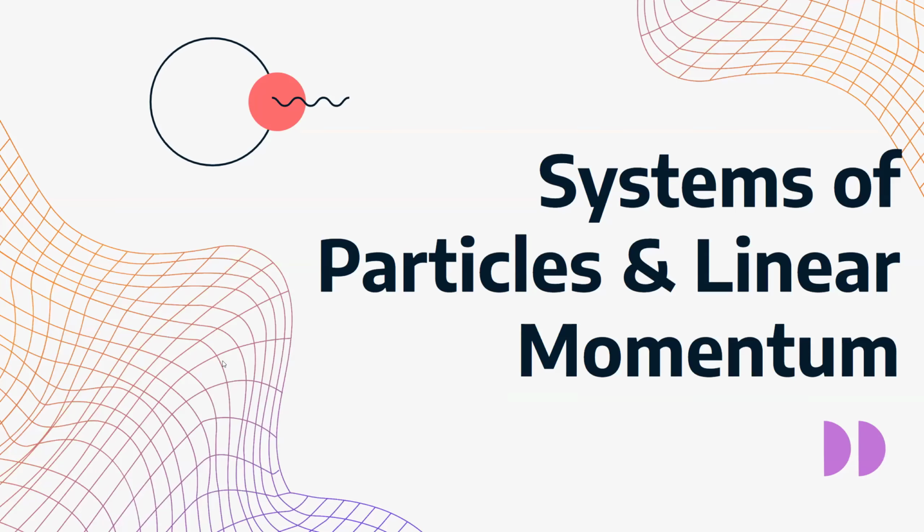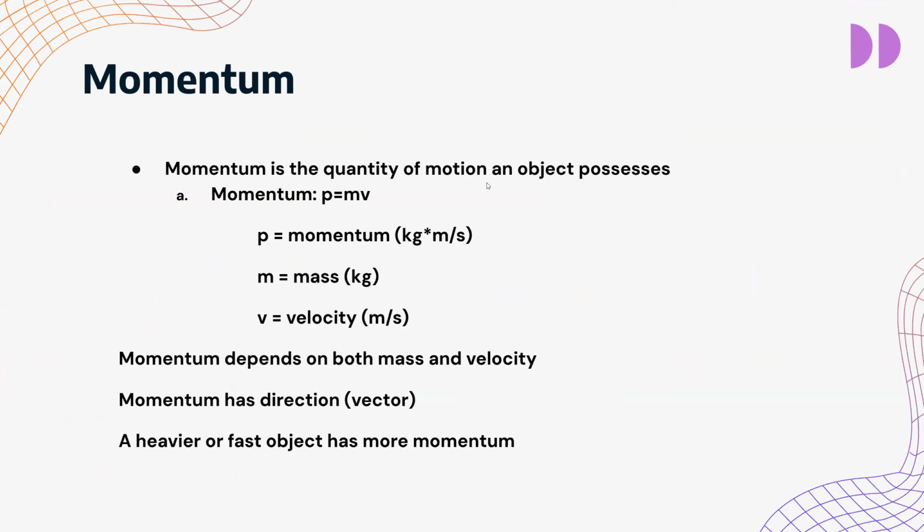So we're gonna be going over linear momentum again, because I think we started it a little bit last class, but I'll just give a quick review. Momentum is the quantity of motion an object possesses. Momentum is p equals mv. p is the variable we use for momentum.